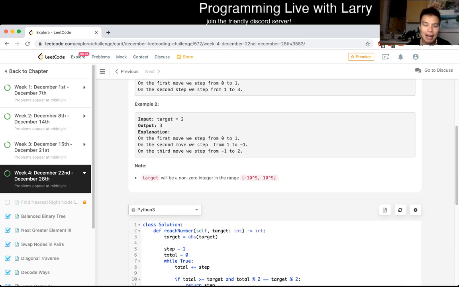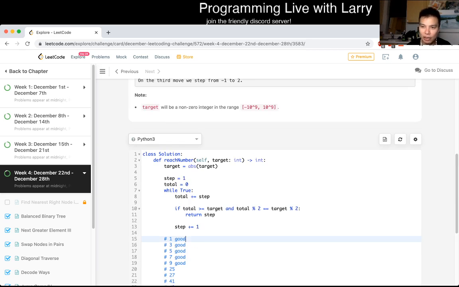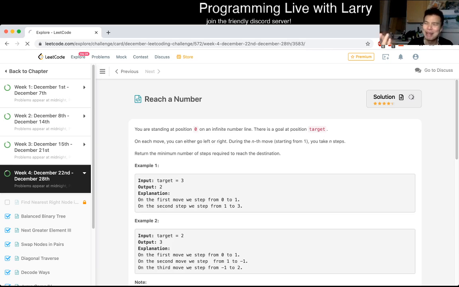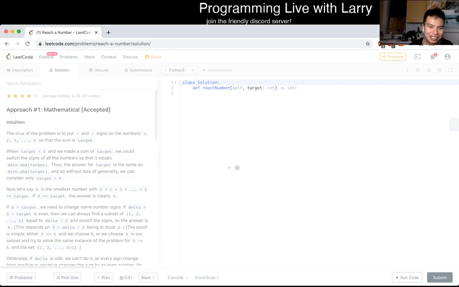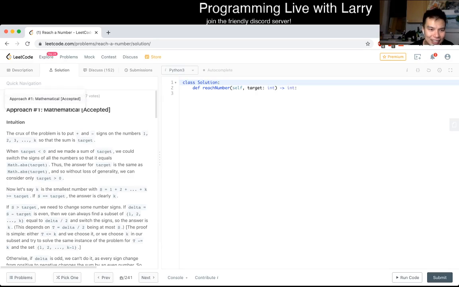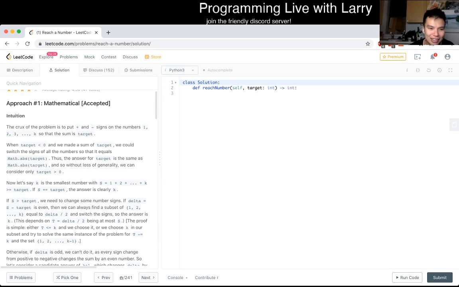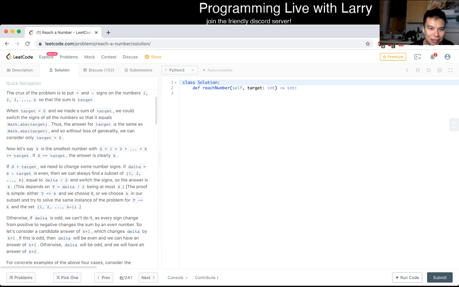After this, I do want to take a look at the solution just to see if there's an easy solution that I missed, which is possible. There's a mathematical approach apparently. The crux is when target is less than 0, and we make a sum of target, we could just switch the signs. I actually even used the same wording. I said something like, without loss of generality, we can use the absolute value, because going left is the same as going right, but negative. So we can do that.